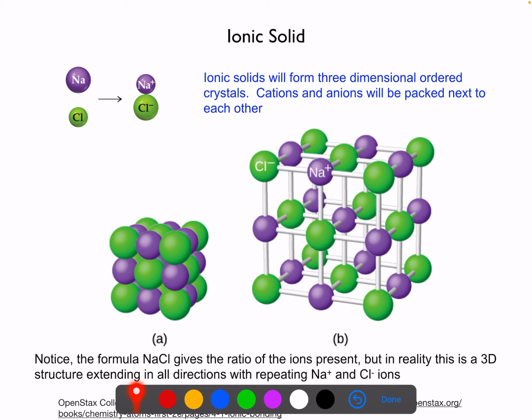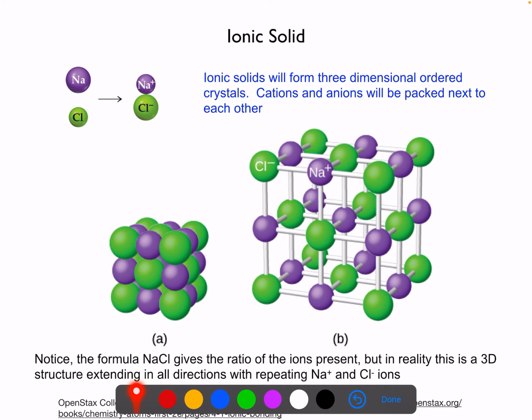negative, positive, negative, positive, right? It's what we call a crystal lattice that extends in 3 dimensions in all directions. In this case, we can see the ratio of the number of sodiums to the number of chlorides is always 1 to 1. That's where this ratio comes from in sodium chloride. But in reality, it's this network of ions extending out in 3 dimensions.